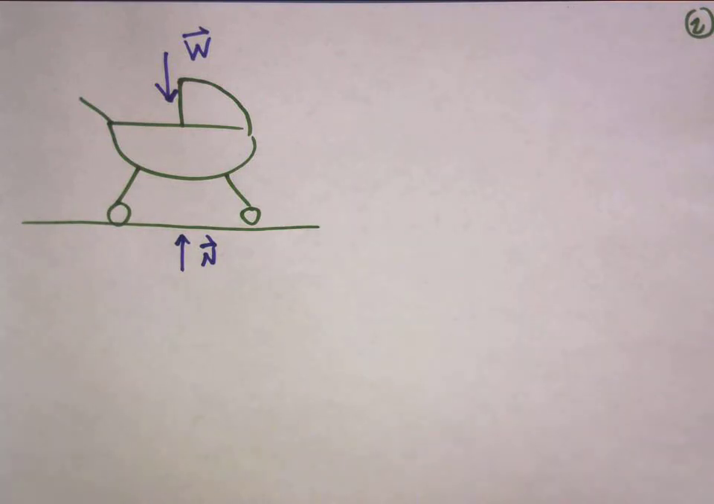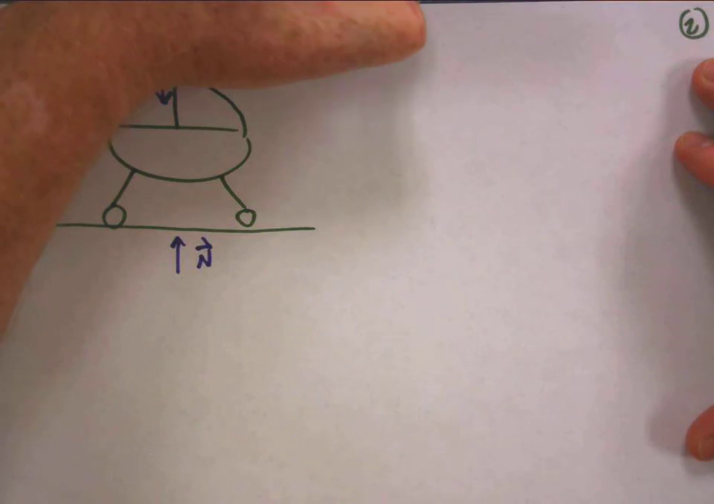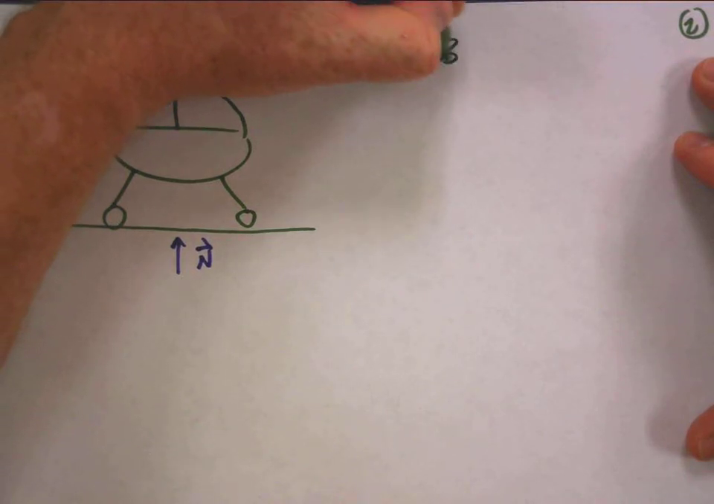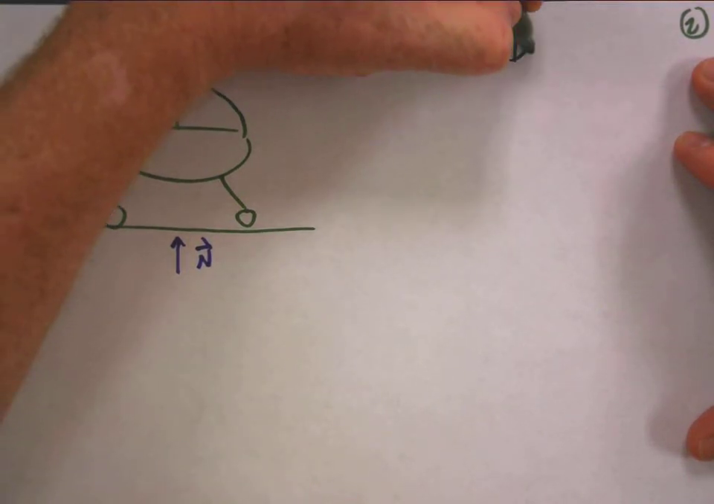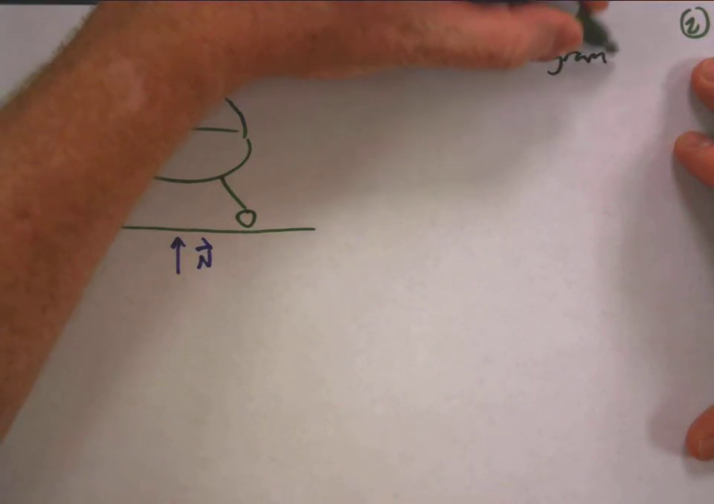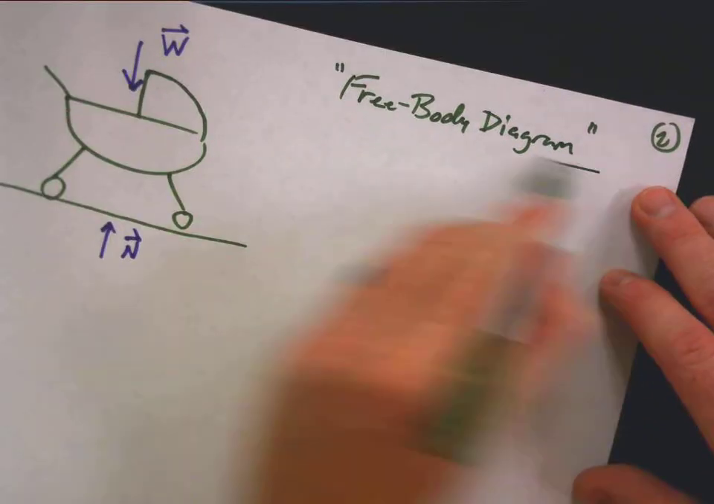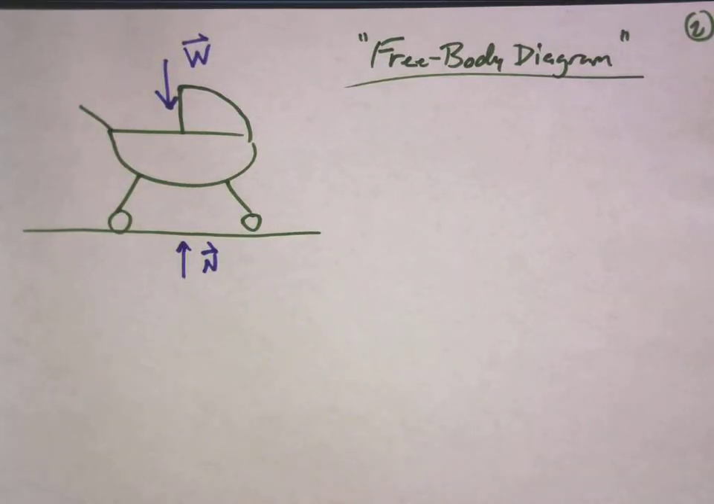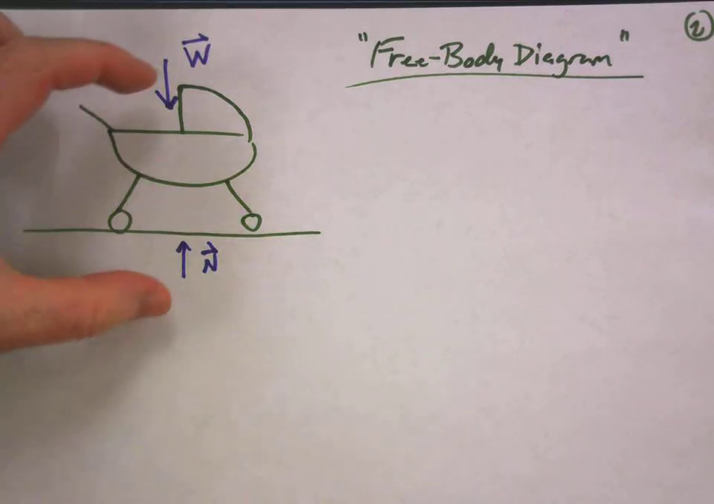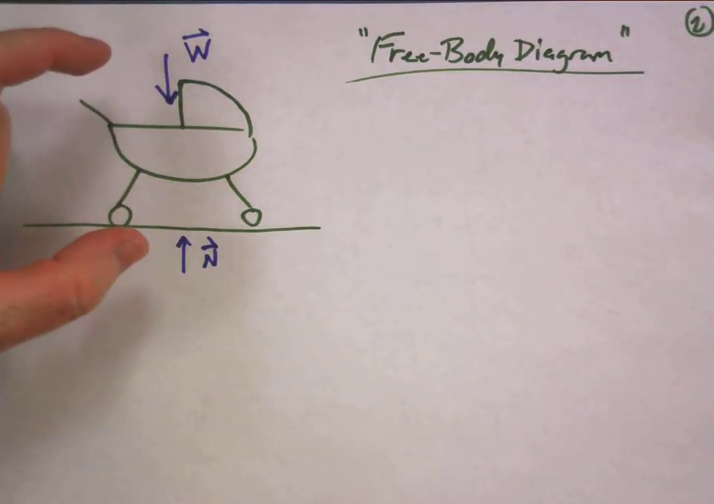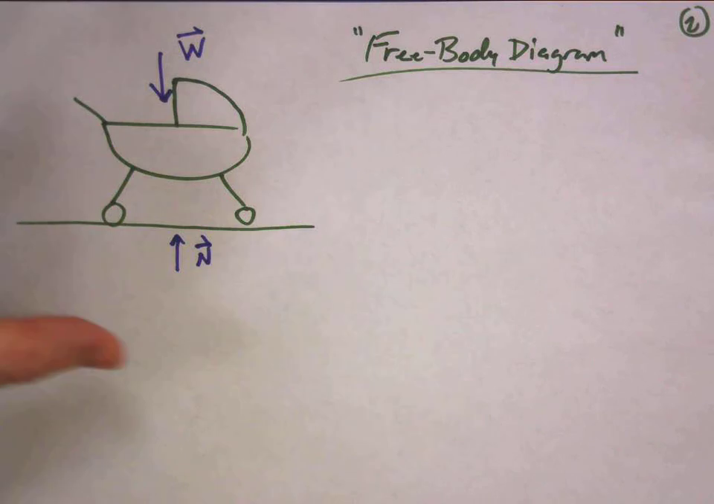But how about the diagram that AP will ask you for? The diagram they're going to want is called a free body diagram. You have to be able to do these. So, what does it entail? Well, what we do is we have first identified the forces acting on this object, and the best way to do this that I've learned is ask yourself, are there any contact forces at play here?